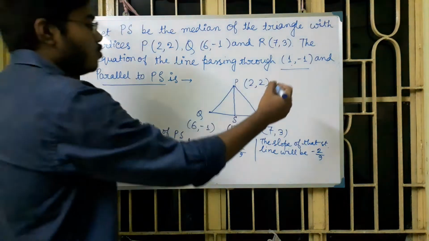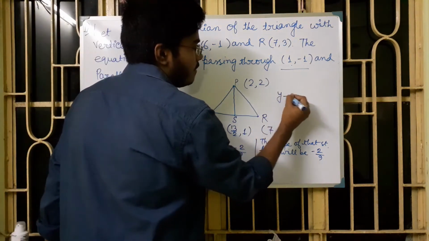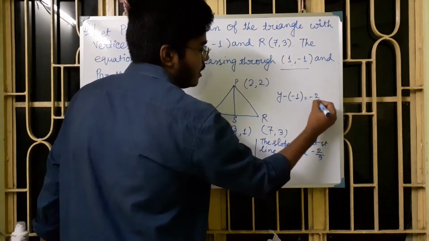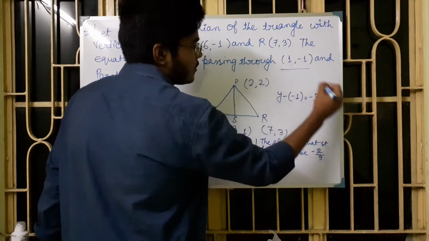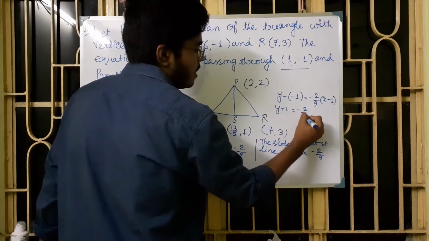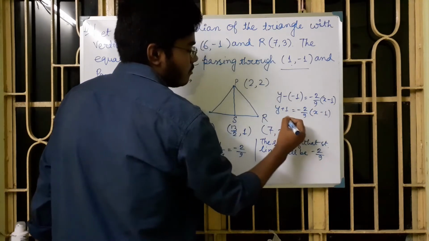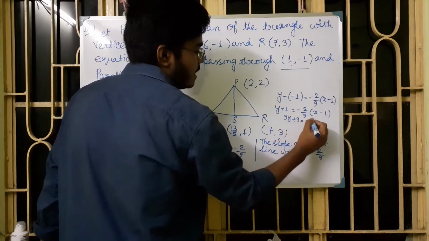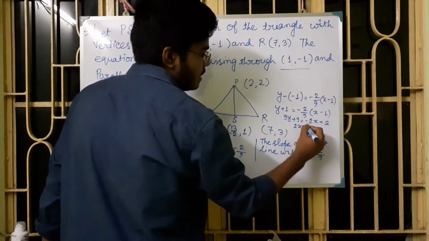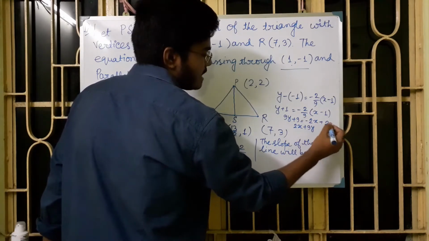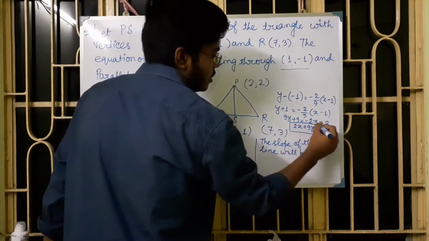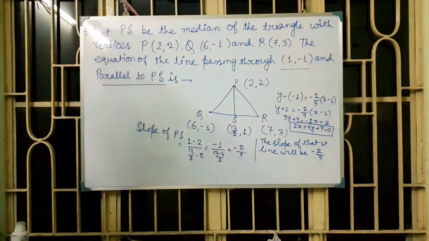Slope is -2 by 9 and the straight line passes through (1, -1). So we have learned the slope point form: y minus y1 equal to slope into (x minus x1). That means y plus 1 equals -2 upon 9 into (x minus 1). That gives 9y plus 9 equals -2x plus 2, so 2x plus 9y equals -7, or you can say 2x plus 9y plus 7 equals 0. This is the solution of this particular question.